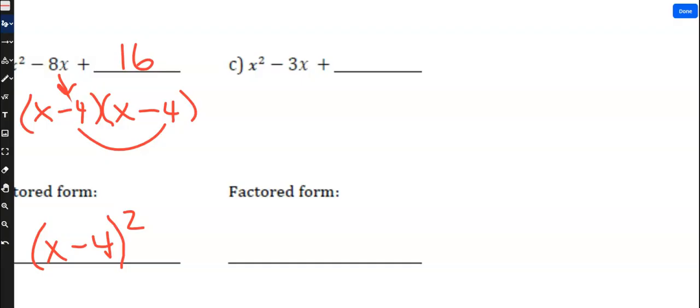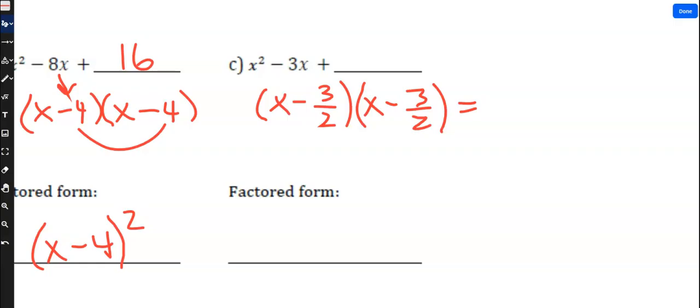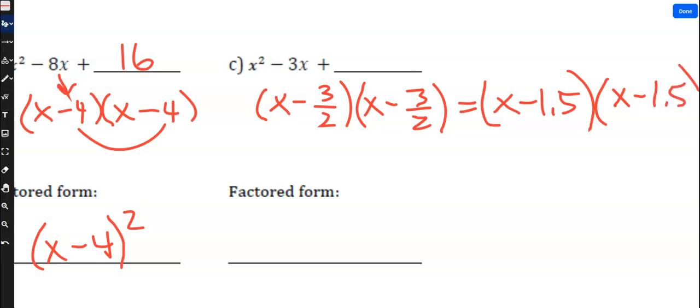On this one over here, we could write x minus 3 halves, x minus 3 halves. Now, for you decimal fans out there, that's the same thing as x minus 1.5 times x minus 1.5. Now, math teachers like to see their fractions. That would be x minus 3 halves squared.